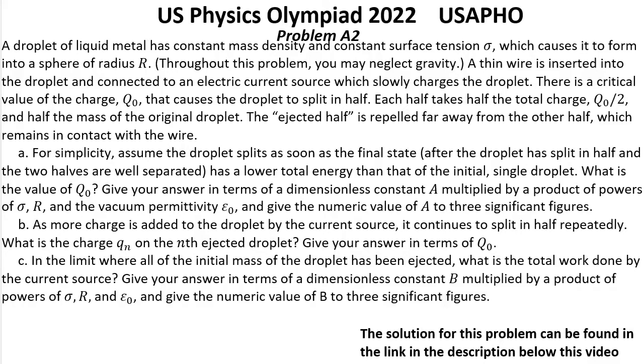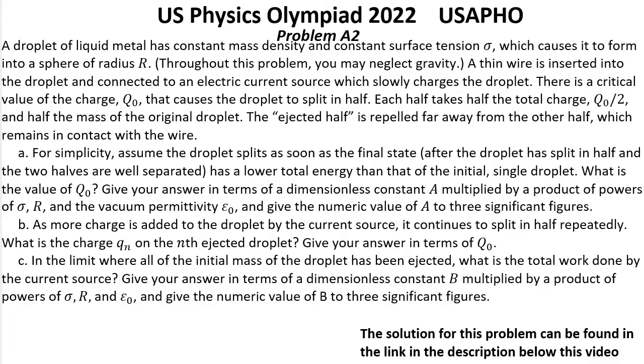A thin wire is inserted into the droplet and connected to an electric current source which slowly charges the droplet. There is a critical value of the charge Q0 that causes the droplet to split in half. Each half takes half the total charge, Q0 over 2, and half the mass of the original droplet. The ejected half is repelled far away from the other half, which remains in contact with the wire.